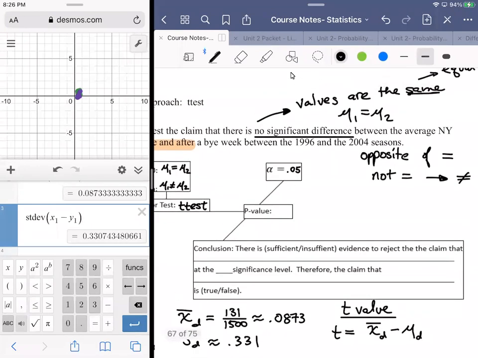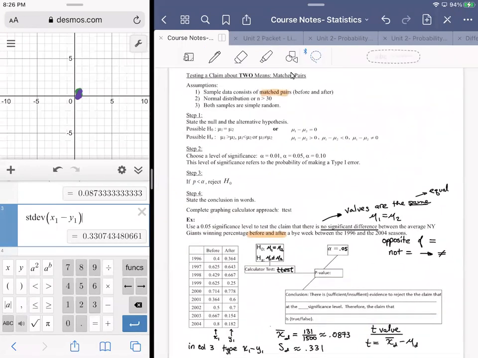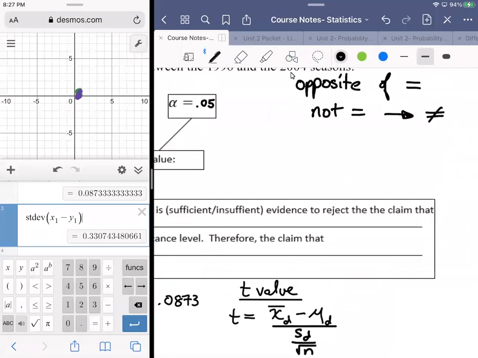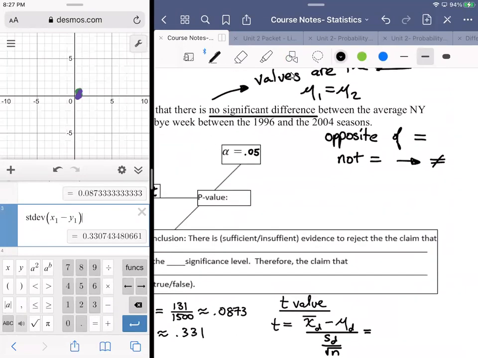over, I didn't really give myself much room here, over s sub d over the square root of n. All right. So we got our x bar sub d, which is 0.0873.